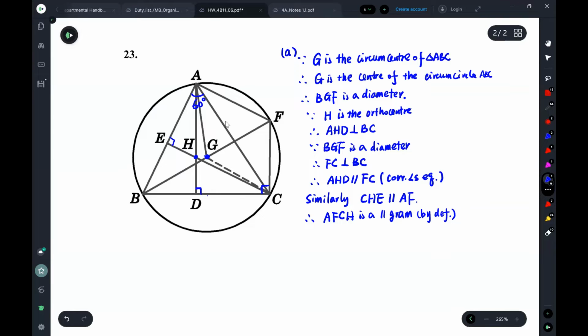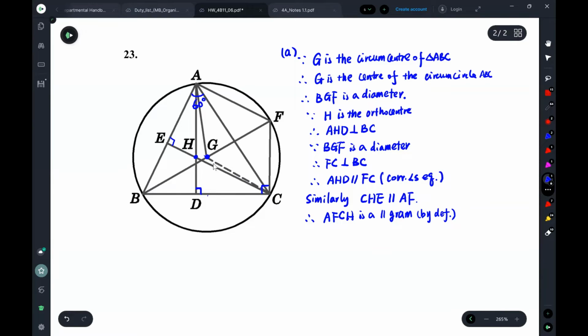Now one other thing is that there is one condition, 60 degrees at A. We didn't use this condition in part A. I think we will use this condition in part B. Now there are many solutions for part B. Let's first look at the standard solution.